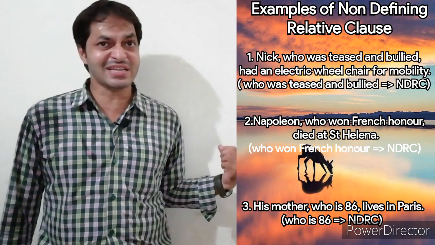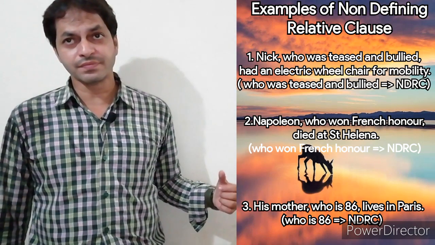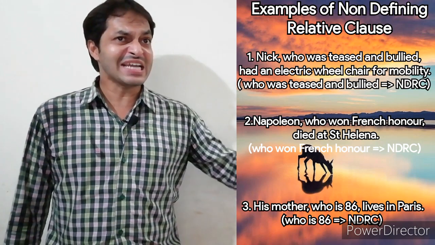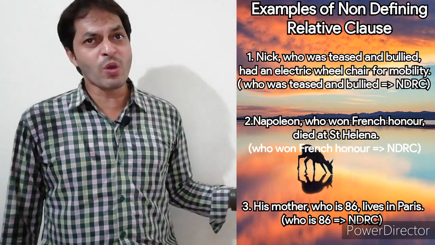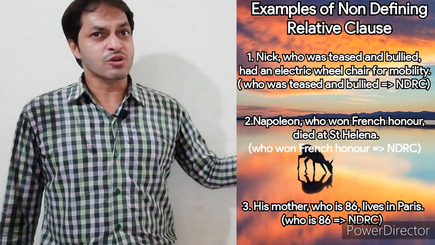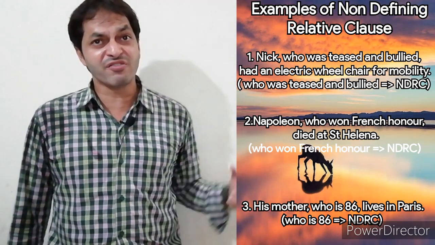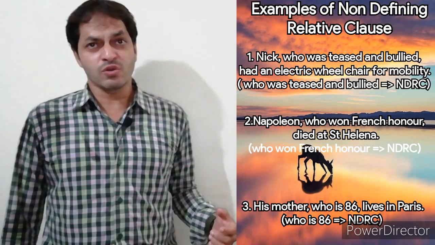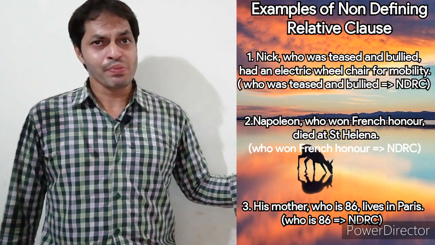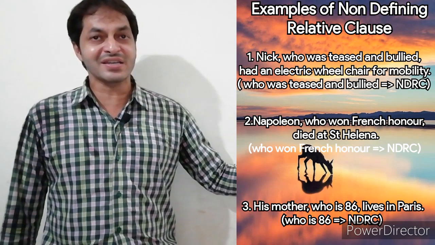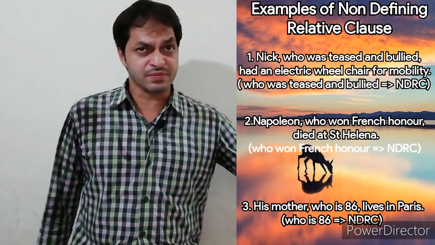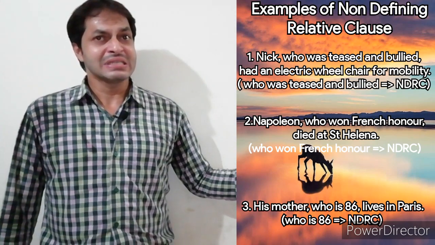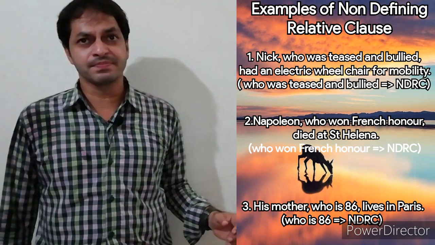Second example. Napoleon, who won French honor, died at St. Helena. Who won French honor is a non-defining relative clause. Strike out and read out the sentence. Napoleon died at St. Helena. No need to incorporate non-defining relative clause, who won French honor. Napoleon died at St. Helena gives complete sense.